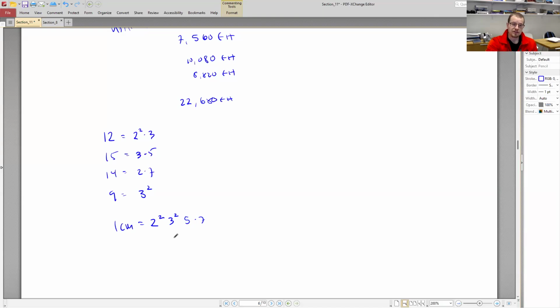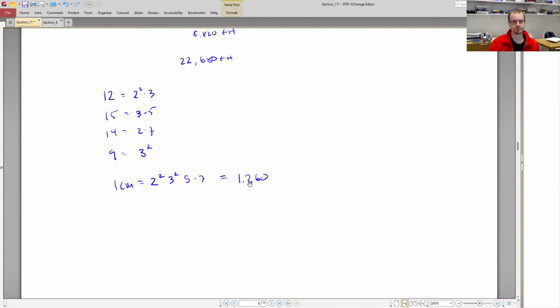If I take a factor of 2 away, it's no longer divisible by 12. If I take a factor of 3 away, it's no longer divisible by 9. If I take a factor of 5 away, it's no longer divisible by 15. If I take a factor of 7 away, then it's no longer divisible by 14. So I could not have a number with any fewer factors, so I could not find a smaller number. This number, when multiplied together, actually gives us 1,260. And that is the least common multiple.